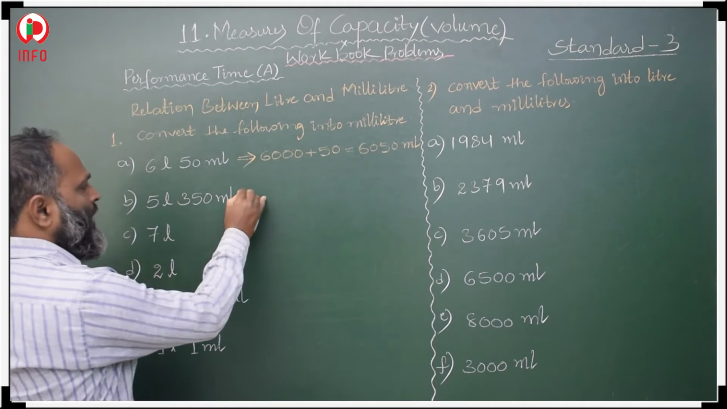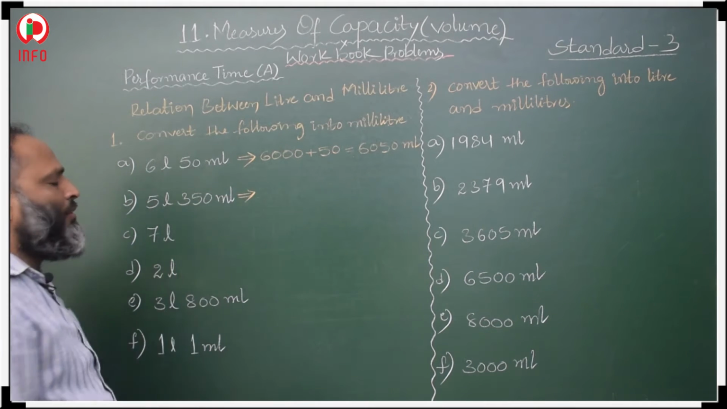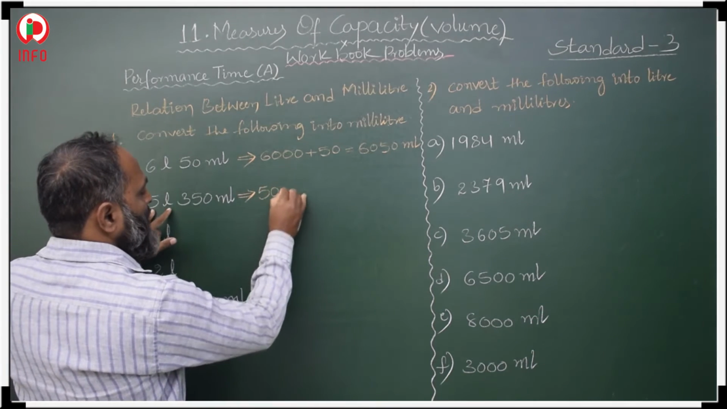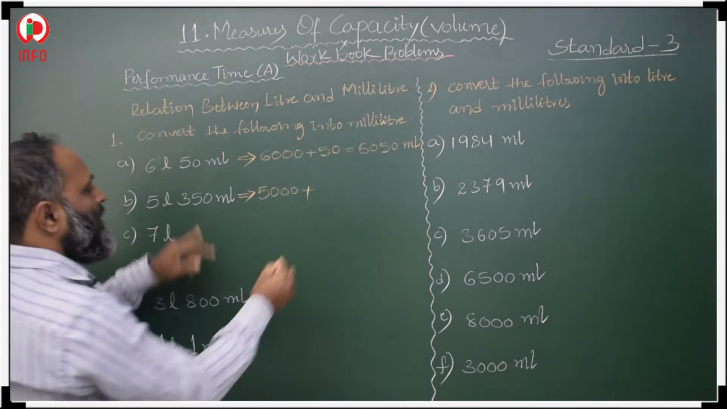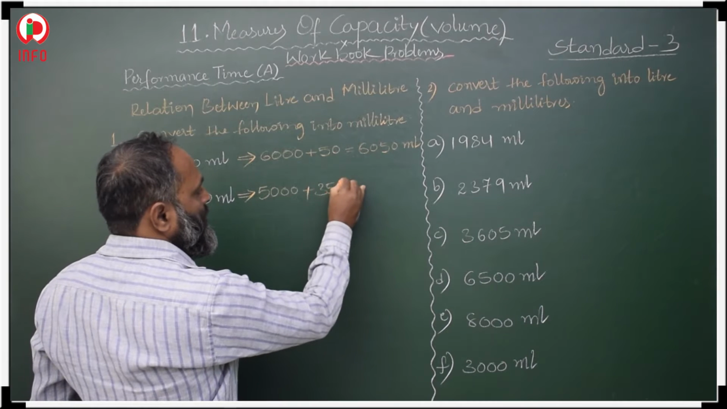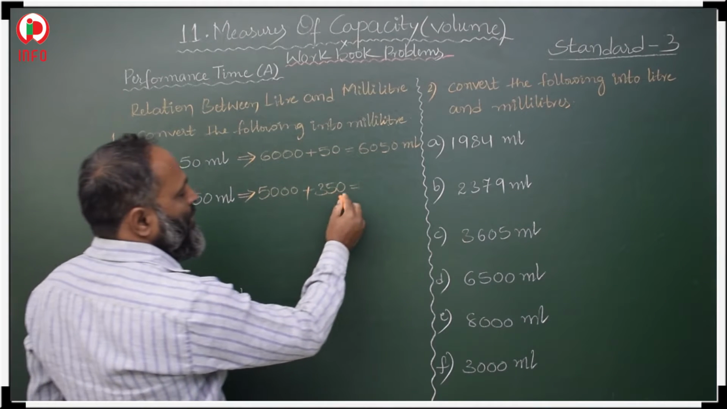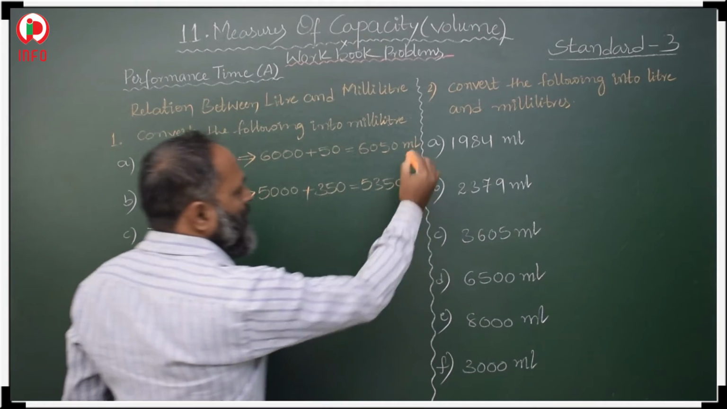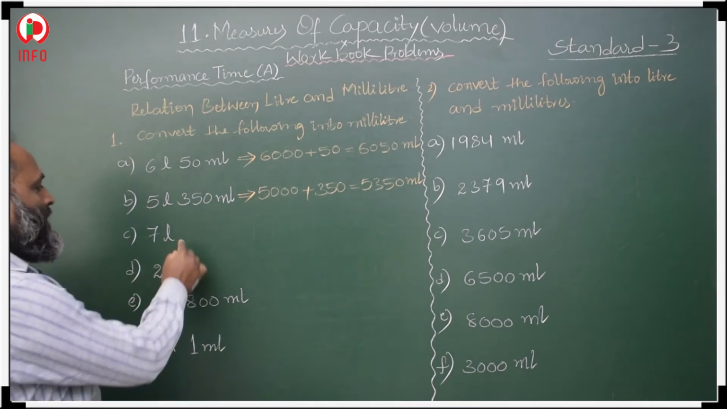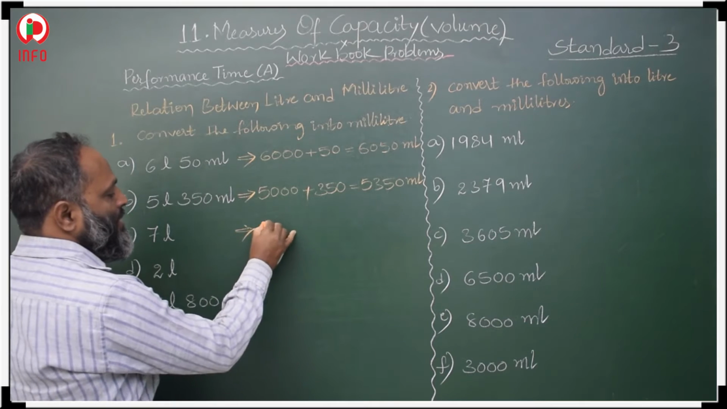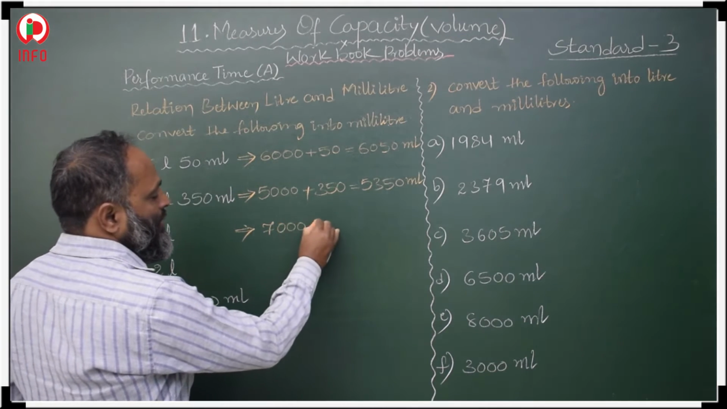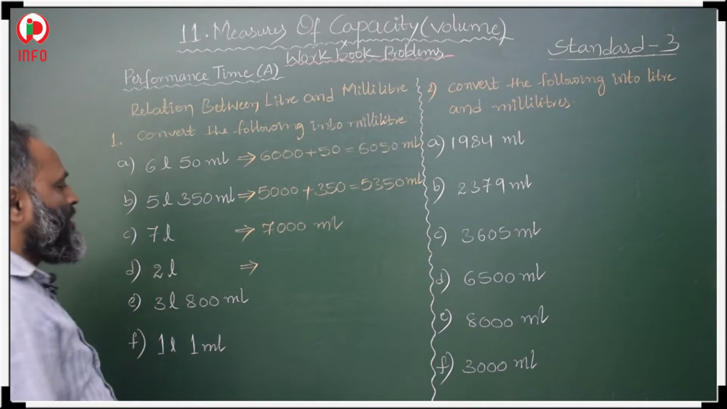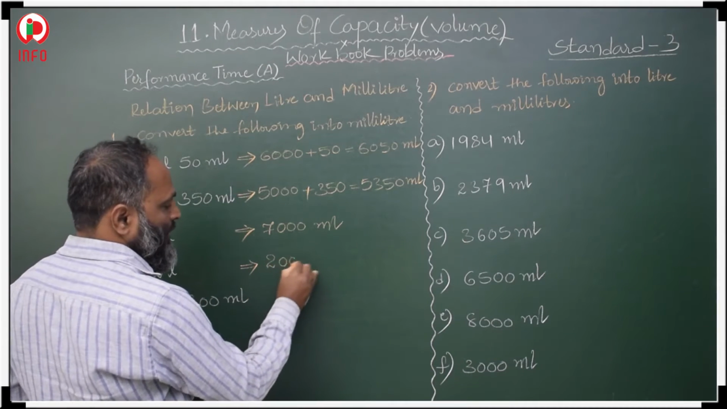Now, here 5 liters and 350 milliliters. 5 liters means 5 into 1000, 5000, and 350. 5000 plus 350, 5350 milliliters. Now, the same, 7 liters means 7 into 1000, 7000 milliliters. So liters should multiply with 1000. 2 liters means 2 into 1000, 2000 milliliters.